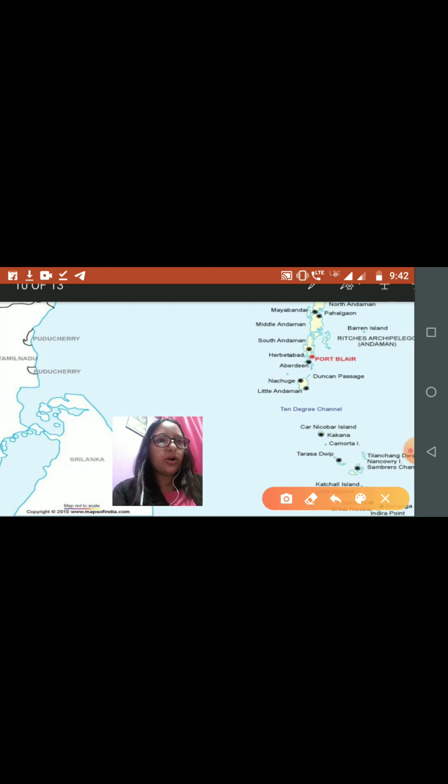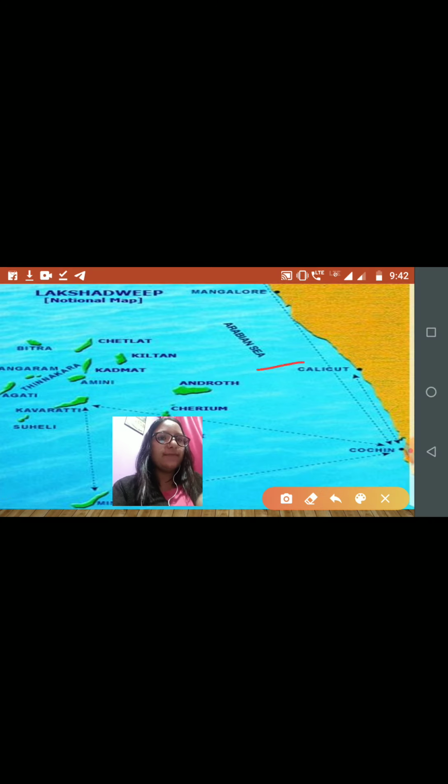So these are all the Andaman and Nicobar Island group. Then we have Lakshadweep here. See, this is Lakshadweep, which lies in the Arabian Sea. These are one of the island groups of India, that is the Lakshadweep Island Group.